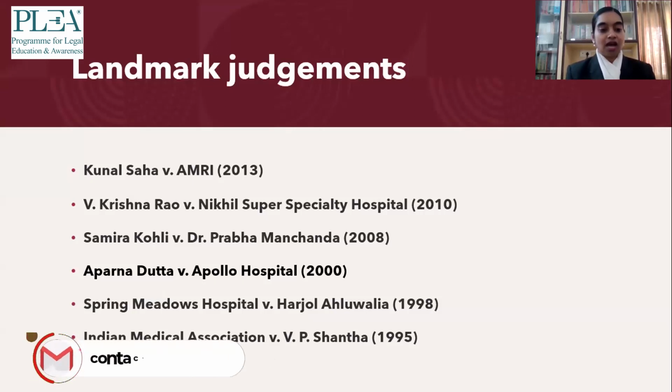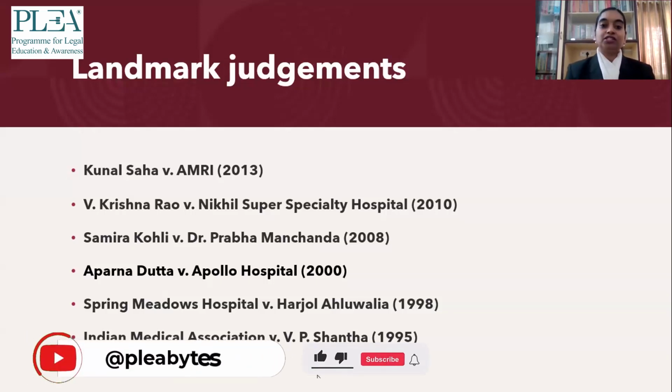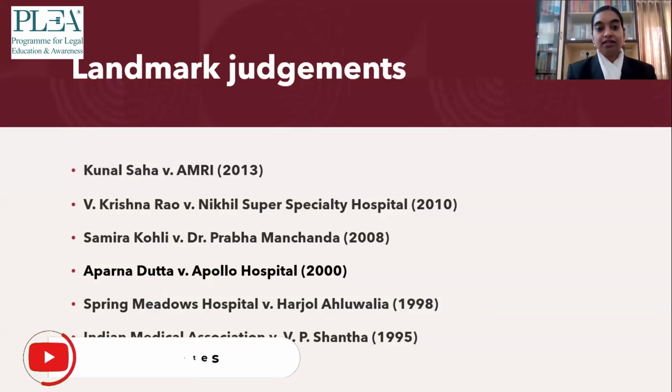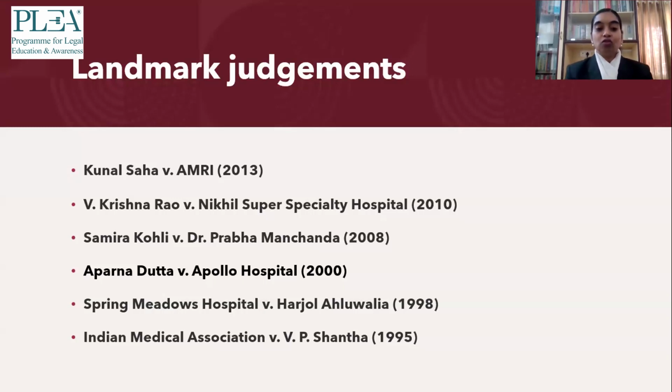So Aparna Datta versus Apollo Hospital, and the case that I was talking about, the Ankur Arora murder case, that is Spring Meadows Hospital versus Harjot Ahluwalia. So, of course, the patient, through his parents, had sued the hospital, and it was proved that there was medical negligence on the part of the operating surgeon, and they did get some compensation. So you can go through these 5-6 judgments and cite at least one or two in your answers.